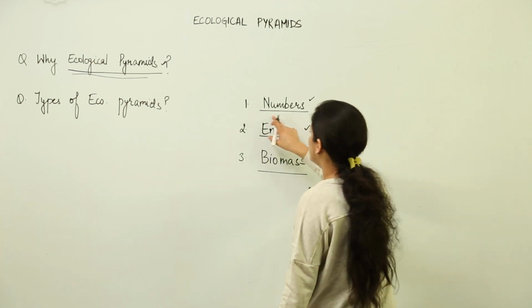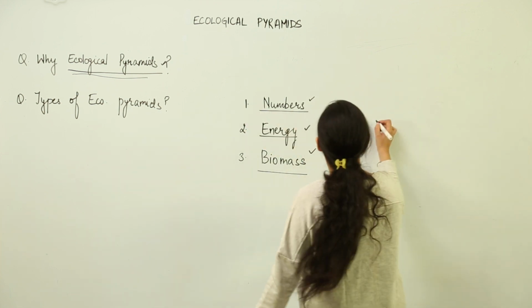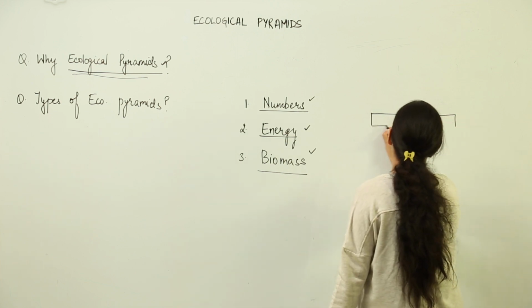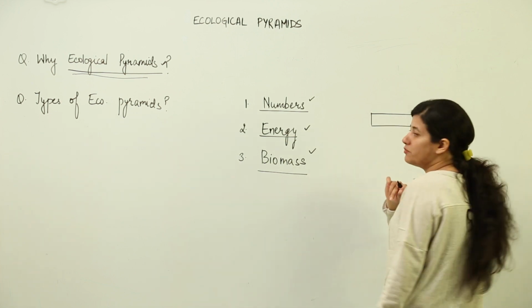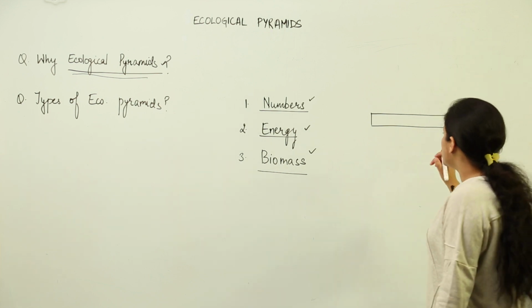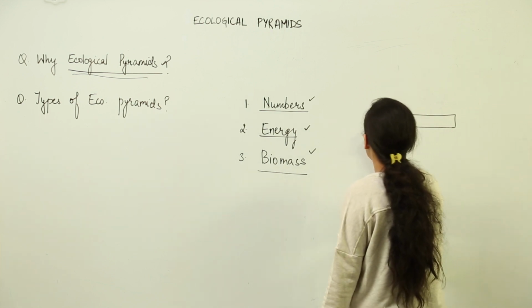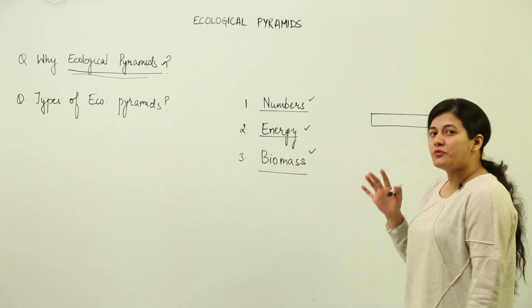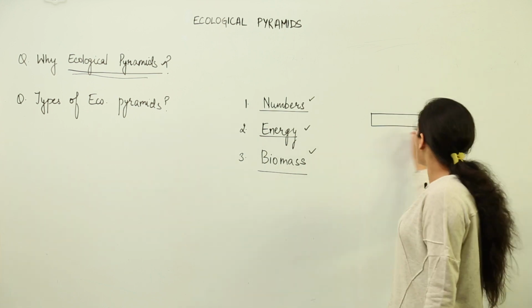Supposedly I am talking about the ecological pyramid of numbers. So I will have those same trophic levels. There would be producers, primary consumers, and tertiary consumers. Supposedly you are considering a small field. Take for example, you have a field ecosystem. So the producers would certainly be the crops.